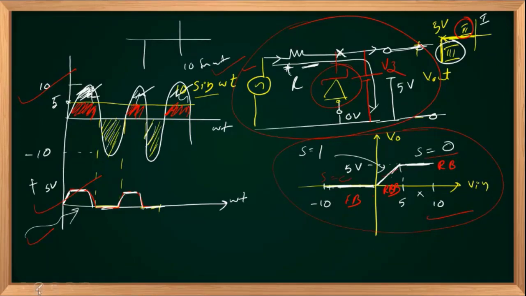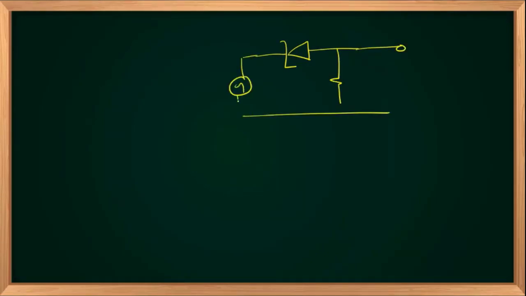All right, let us interchange the position of diode and resistor. Let me draw my diode like this, and the resistance comes across the output. This is V in, as we discussed, 10 sin omega t. And this is my V out. Again, the Zener diode with VZ equal to say 5 volts. This is the resistance R.